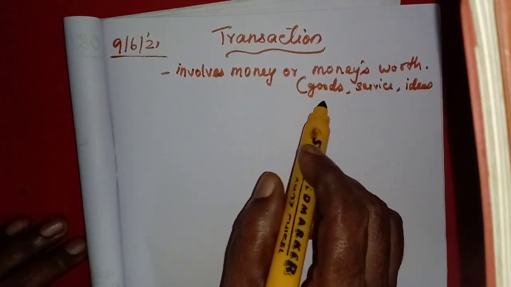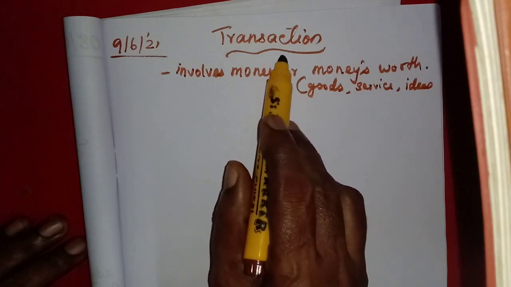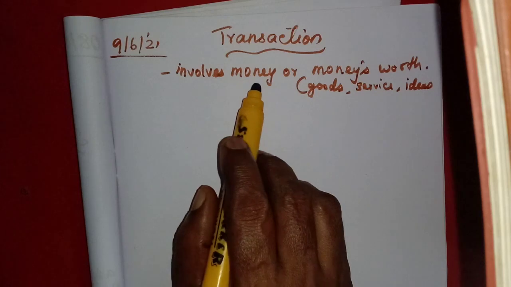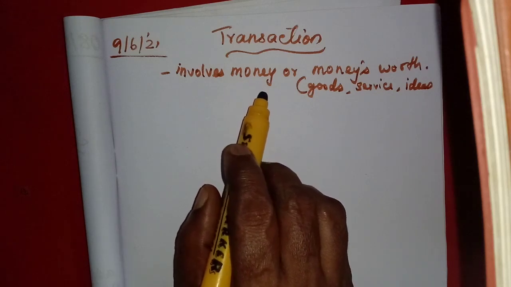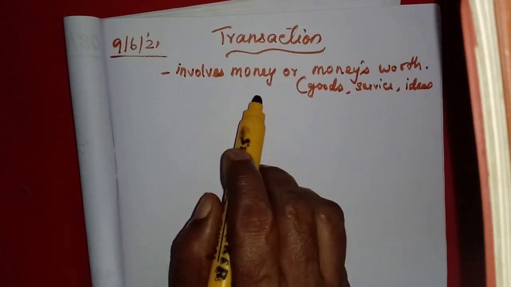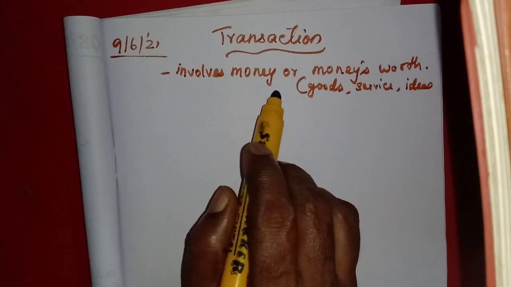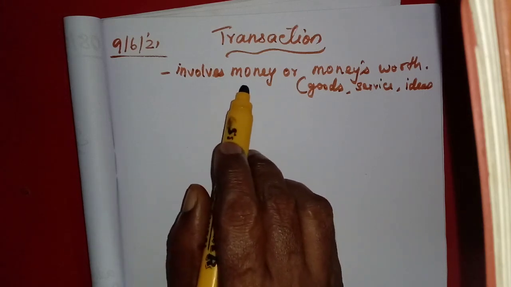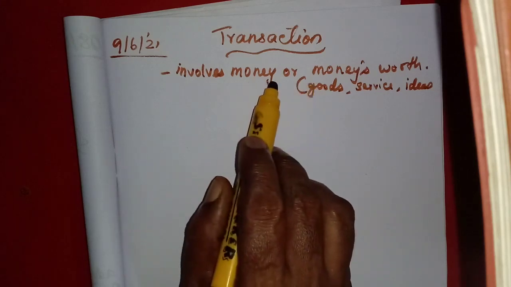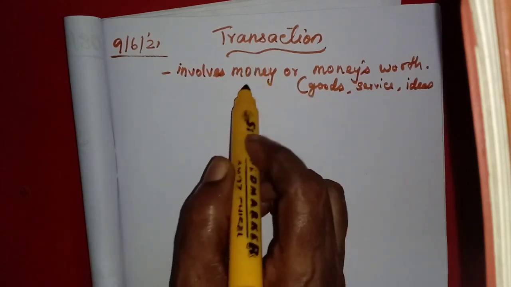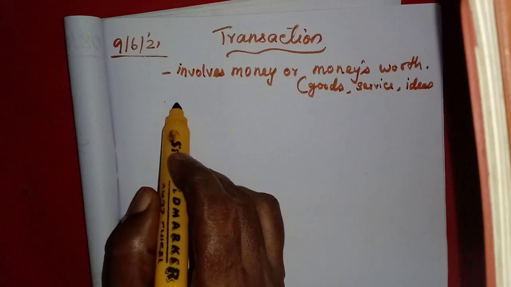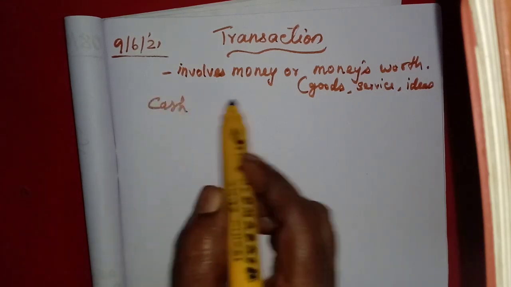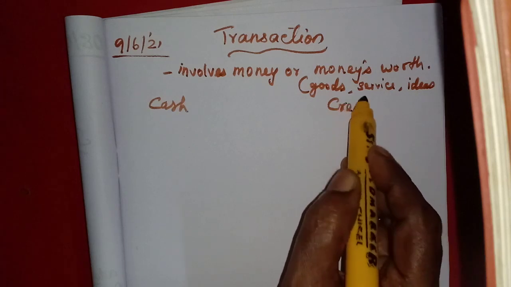A transaction takes place between two people, isn't it? If we purchase something, we get the things and we pay money. So there will be two people involved, and two things will be transacted. Here transactions are classified into cash transactions and credit transactions.